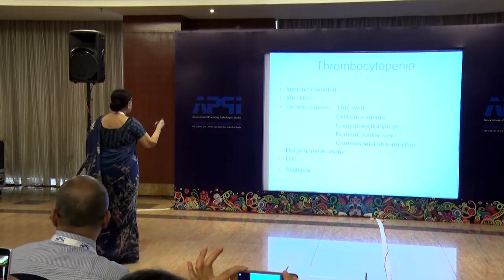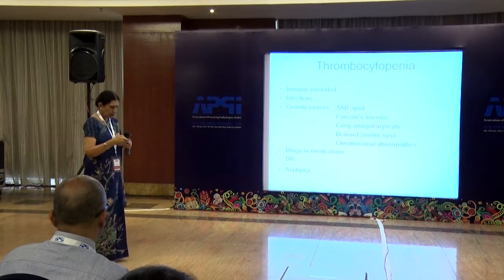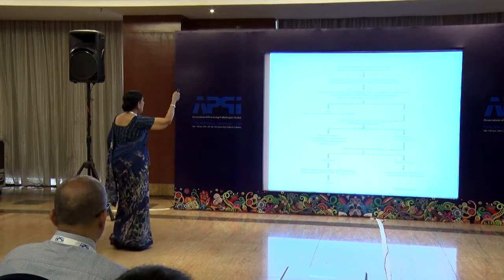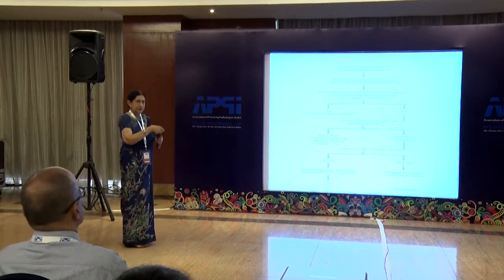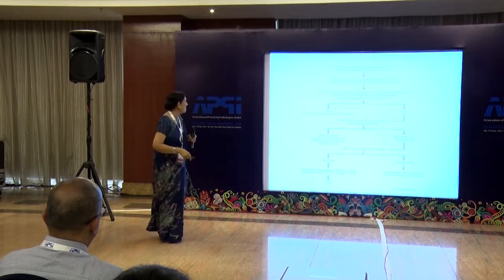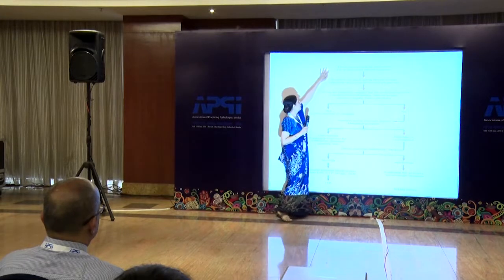Now, thrombocytopenia can be due to any of these causes. I'm not going into the detail, it's given in the textbooks. How to approach the algorithm, it's there. Can you read it at the back, or maybe it's not very clear? I'm sorry. Then what I'll do is, this is automated platelet.